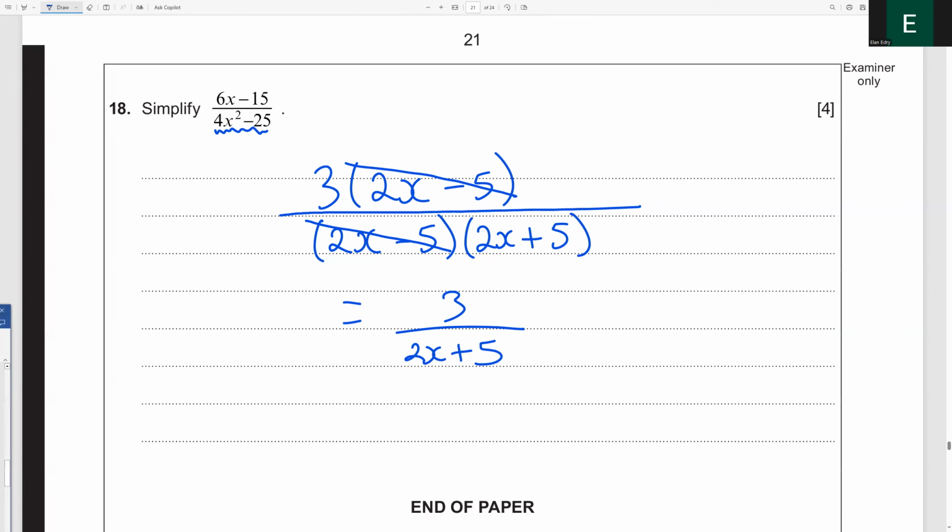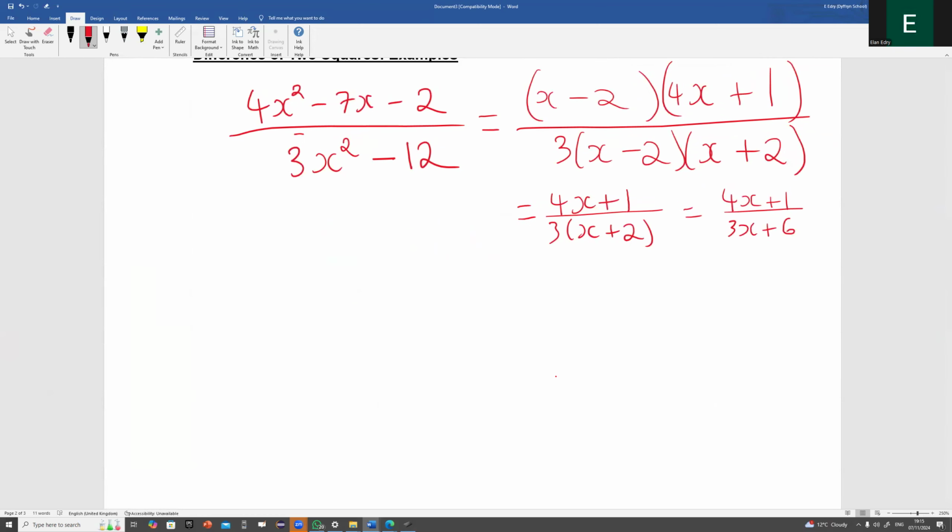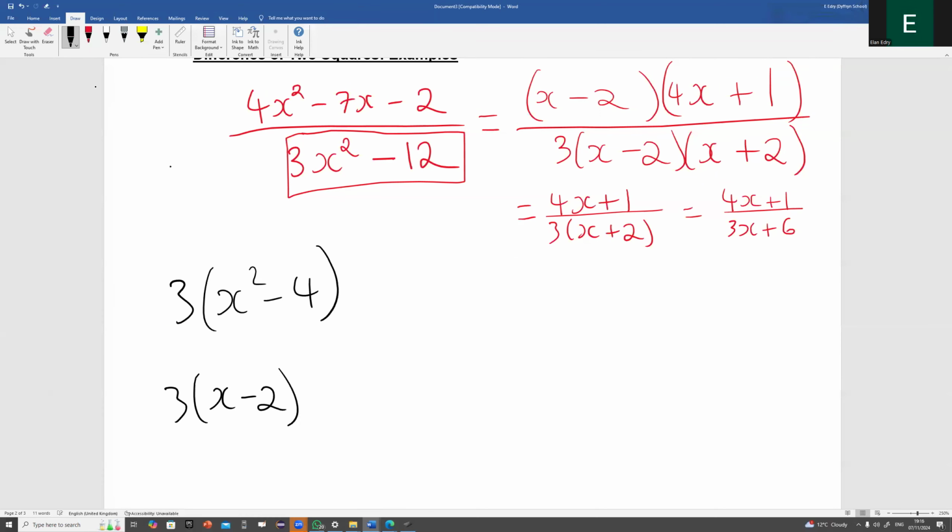Okay, so I did put an extension one in there if anyone did this one. For this one, you can't use difference of two squares straight away on the bottom. You need to factorize. If I take out a factor of 3 on the bottom, you get x squared minus 4, which then simplifies to 3 times x minus 2 times x plus 2, giving me this expression as the denominator. Now, the numerator. You can factorize the quadratic.